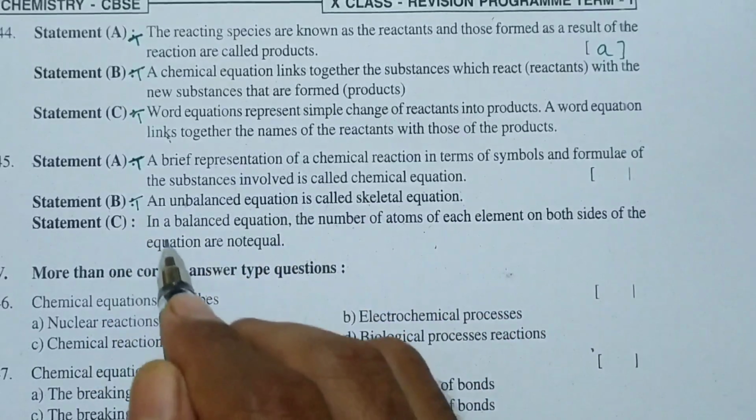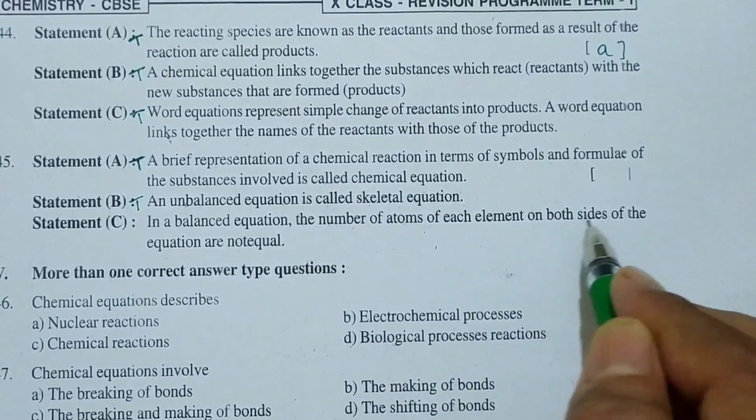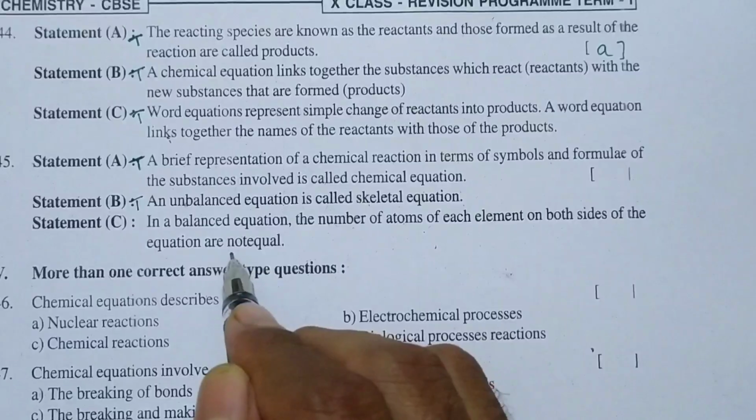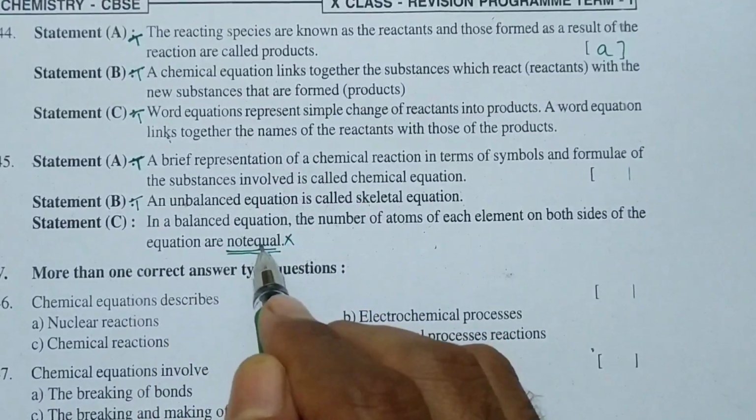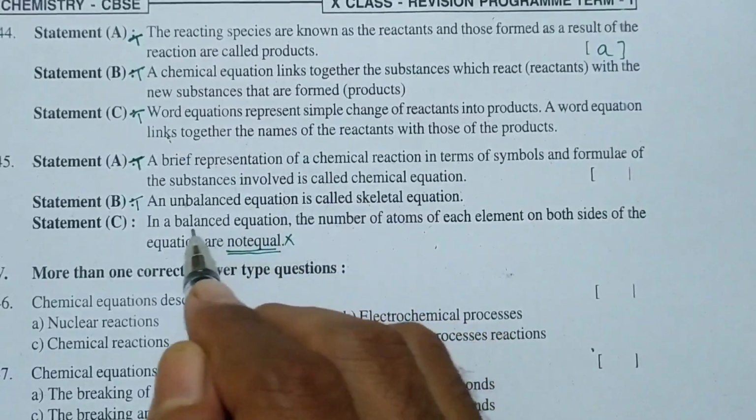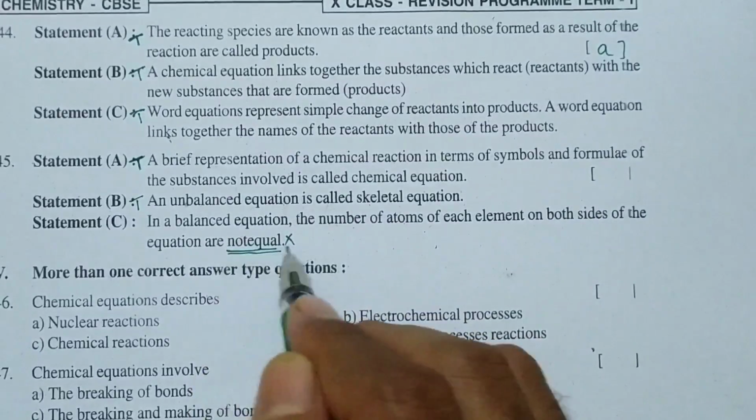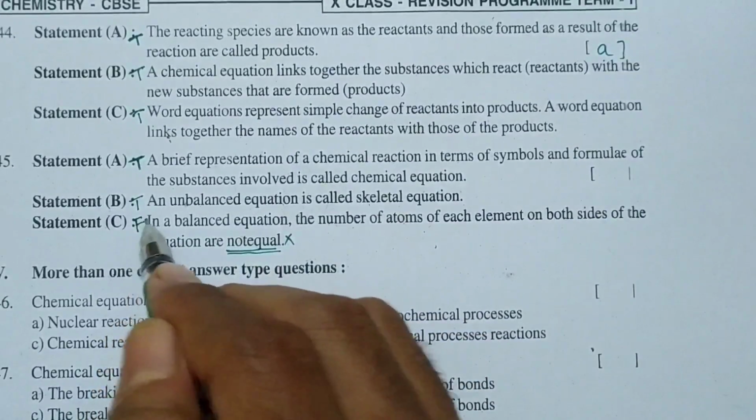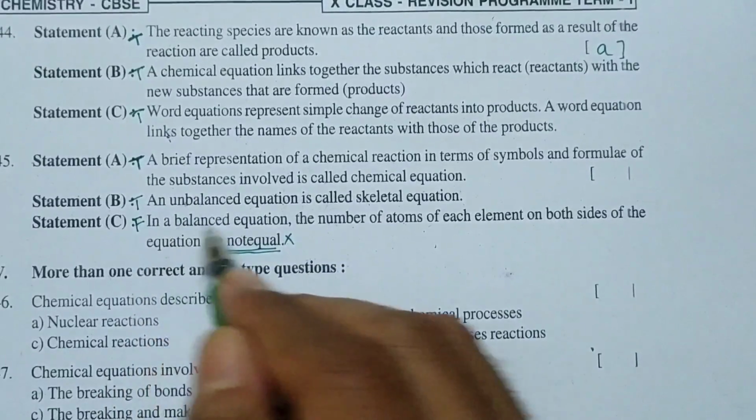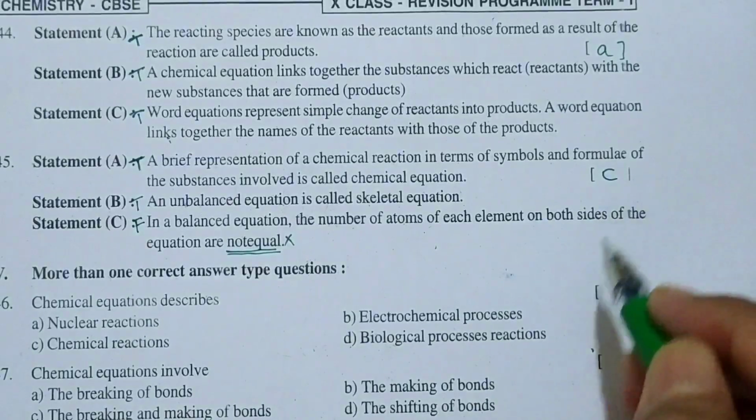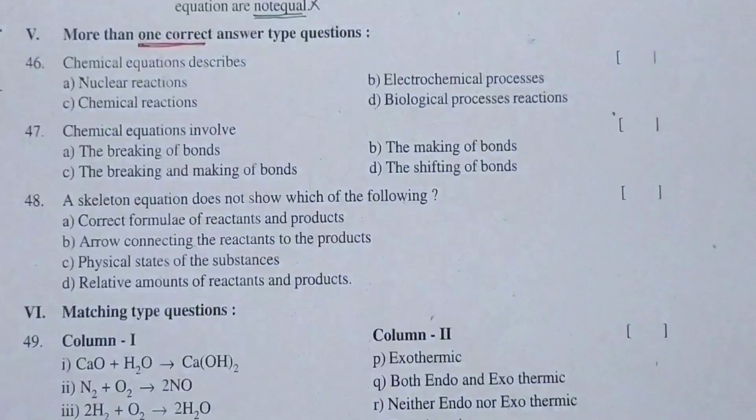So this is true. In a balanced equation, the number of atoms of each element on both sides of the equations are not equal. Not equal is false. They are equal. That is the reason we do balancing equation. In balancing equation, number of atoms of each element on both the sides should be equal. Here it is given not equal. So this is false. If A and B are true and statement C is incorrect, then here option C is to be given. So 45th question, option C is the right answer.